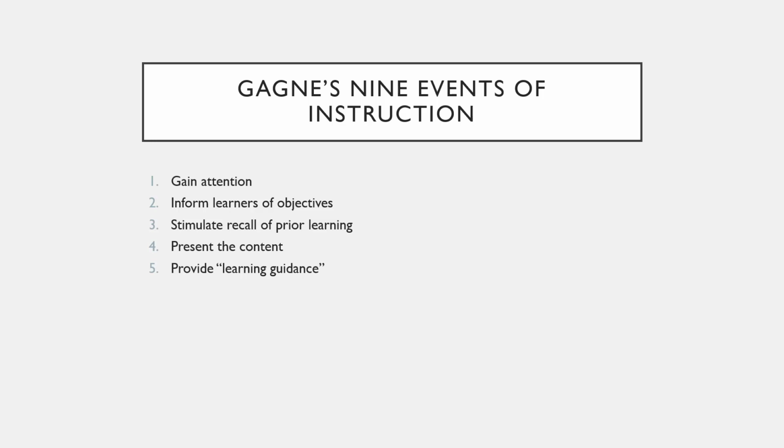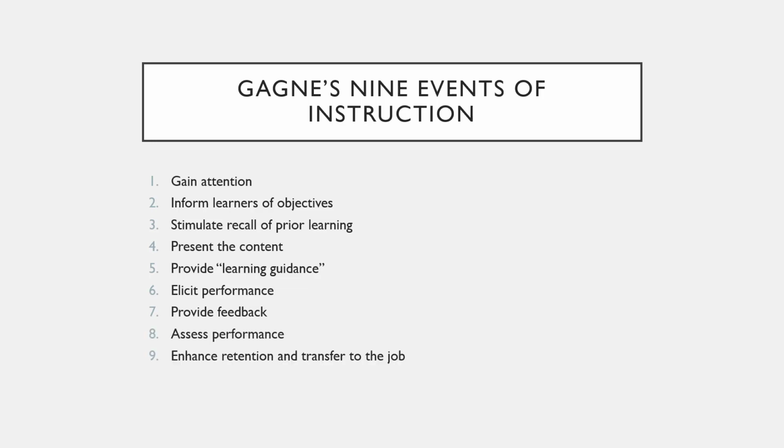We start giving feedback by giving, well, actually not feedback per se, but learning guidance, giving some tips on how to learn, have them practice what they learn, provide feedback so they know if they learned it right, you assess their performance, and then enhance retention and transfer to the job. And the word job here can mean a literal job, or it can also mean that they're going to actually put whatever they learned into practice in the situation in which you want them to. So let's talk a little bit more about this.